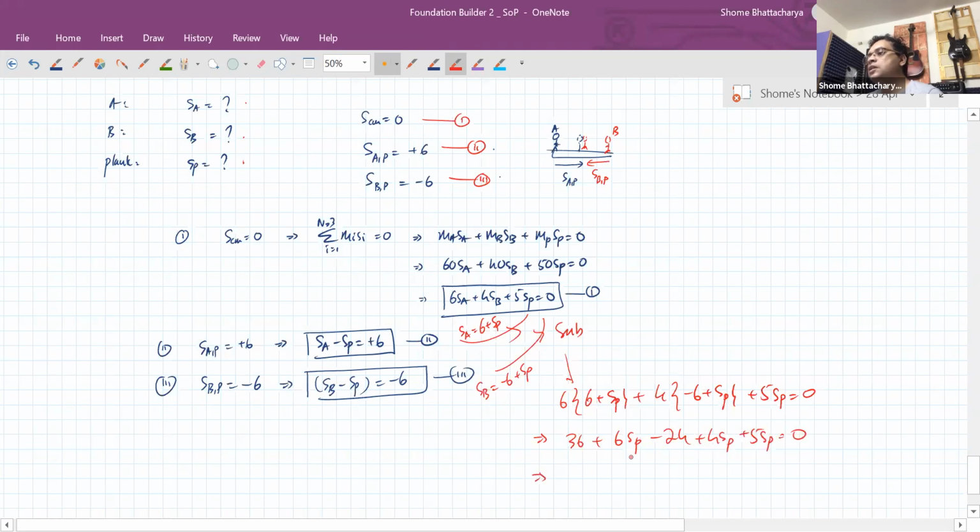So let's see what this gives us. 6 plus 4, 10 plus 5, 15 SP should be equal to, take these terms on the other side, 24 minus 36, or 15 SP should be equal to minus of how much? 12. So the displacement of the Planck is minus 12 by 15 or minus 3 by 5 or minus 0.6 meters. So that means the Planck is shifting back by 0.6 meters.